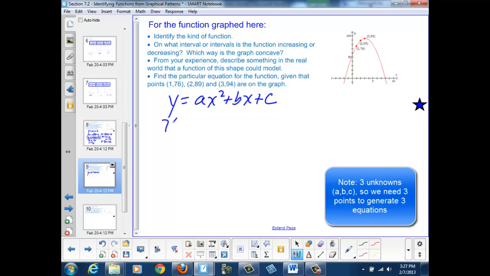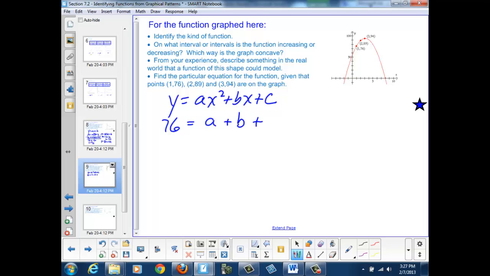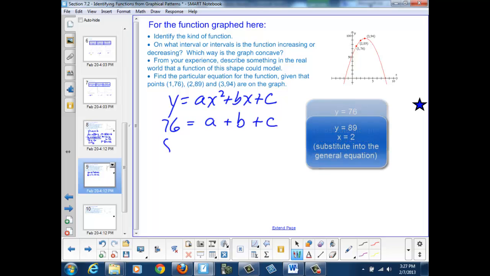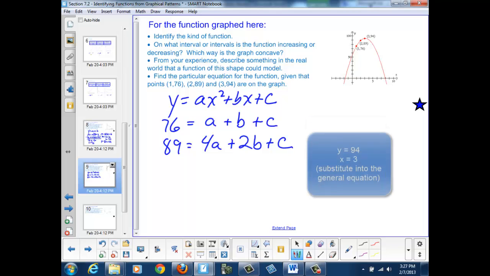So when y equals 76, I get 1a plus 1b plus c, plugging in the value x equals 1 into our equation. Now y is going to equal 89 when I plug in the value x equals 2. So 2 squared times a gives me 4a plus 2 times b plus c. Our third point, 3 comma 94, yields the equation 94 equals a times 3 squared, so 9a, plus b times 3, so 3b, plus c.